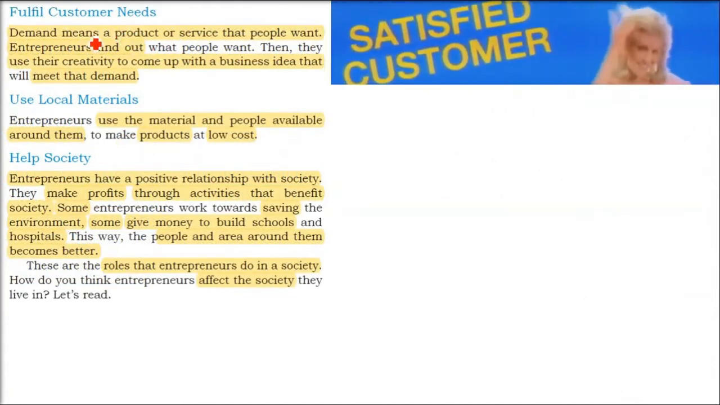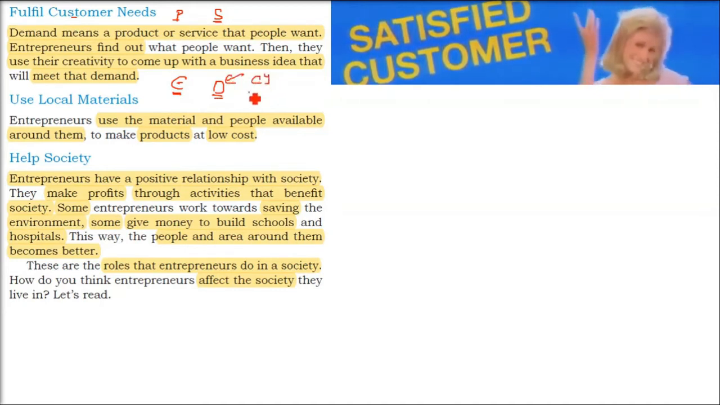So first thing is, the entrepreneur fulfills customer needs. Customer means those who are going to buy your product and services. So demand coming from a customer means that a product or service is what people would want, they desire. Please remember, what they want. So entrepreneurs find out what people actually want.